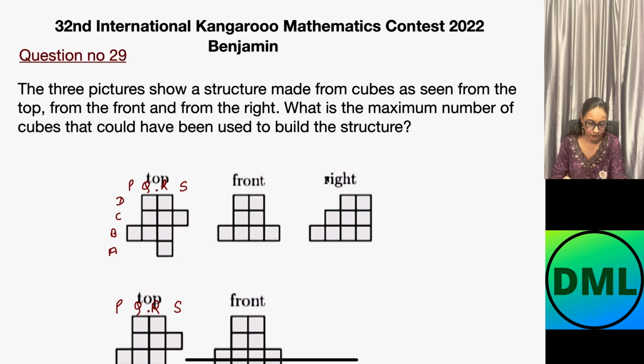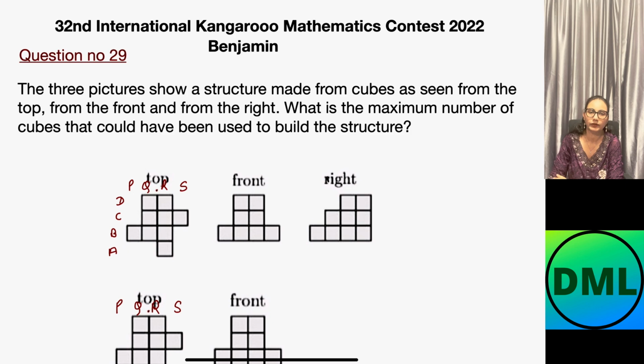We will see question number 29 from Kangaroo Past Paper Question Benjamin 2022. The three pictures show a structure made from cubes as seen from the top, from the front and from the right. What is the maximum number of cubes that could have been used to build the structure? They give you these three figures, the figure you can see from the top, from the front and from the right.